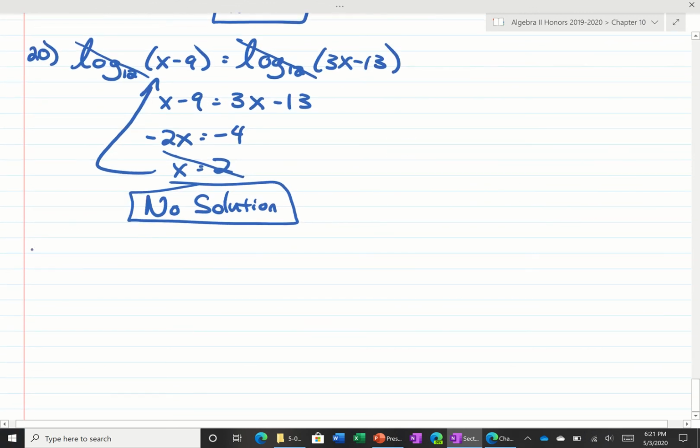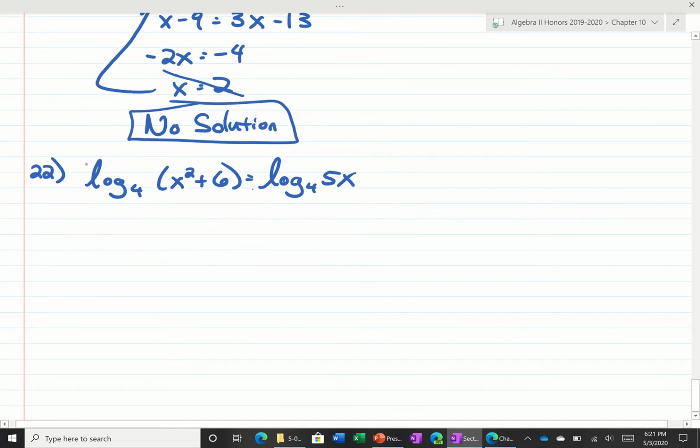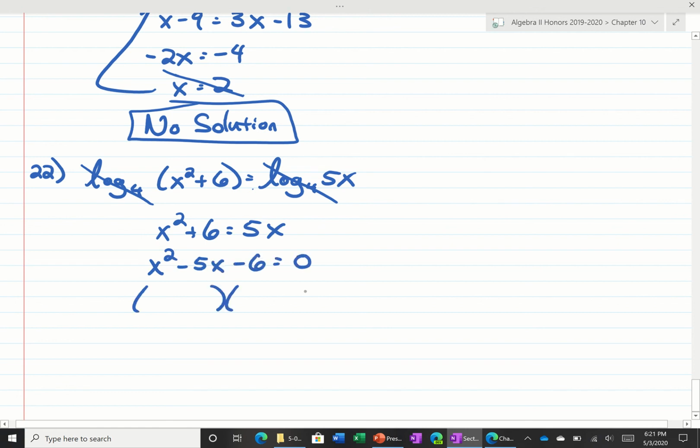And then our last problem, number 22. Log base 4 of x squared plus 6 is equal to the log base 4 of 5x. Same bases of those logs, those cancel. X squared plus 6 equals 5x. It's a polynomial, so let's get all the terms on one side so we can make it equal to 0. Factoring, we get x and x, 6 and 1. So x would equal, let me see, did I do that right? Negative 6.